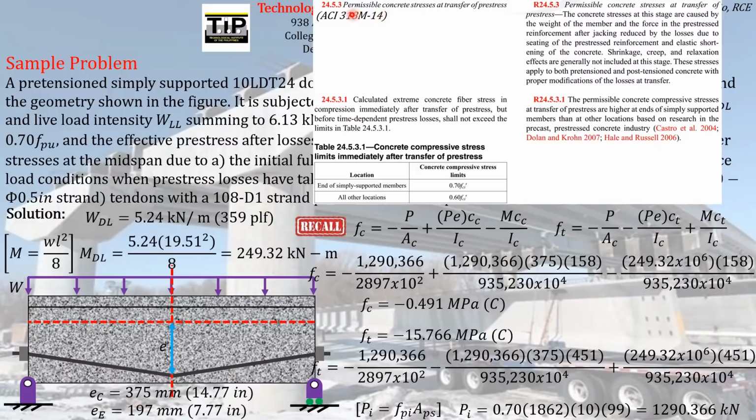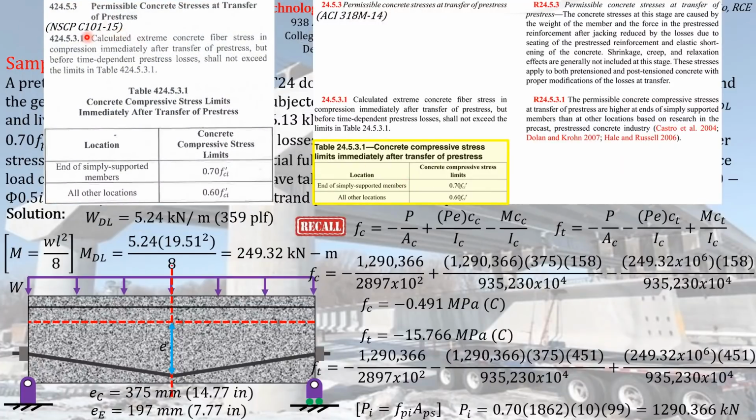it states the permissible concrete stress at transfer, specifically the limit on the compressive stress at transfer, which is given on this table. Or if you will want to refer on our local code NSCP C101-15, you can see similar table. So according to this table, at transfer stage, the maximum permissible stress that must act on the concrete element itself with respect to the compressive stress must not exceed the values given here.